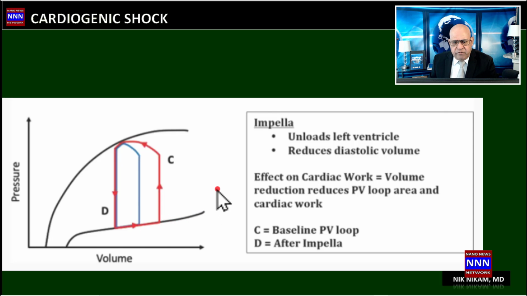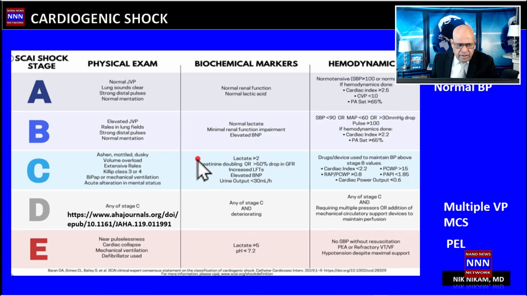Let's see if they make any difference in terms of outcomes. That's where the million-dollar question is. There's a classification of stages of shock. Stage A is where there is normal blood pressure, stage E is pulseless electrical activity, and stage D is multiple vasopressors and mechanical cardiovascular devices. So in between you have these stages, but standing at the bedside, you know what you're dealing with. The question is, what do you do next?